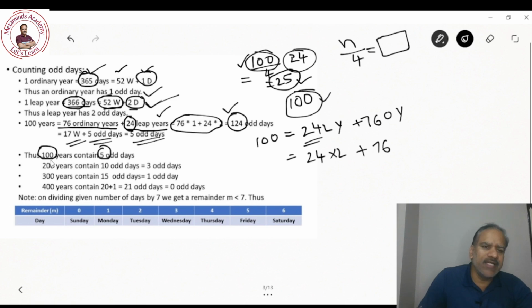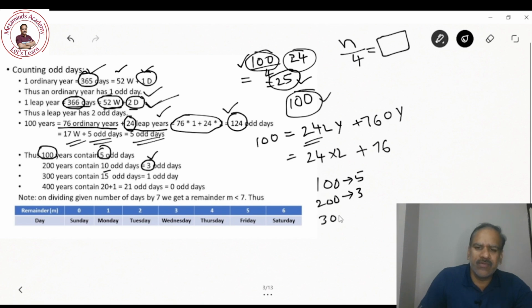So first 200 years must have 10 odd days, 2 into 5, right? 10 odd days. But what is 10? 10 is equal to 3. Once you divide 10 by 7, you will get a remainder 3. So 100 years has 5 odd days, 200 years has 3 odd days.